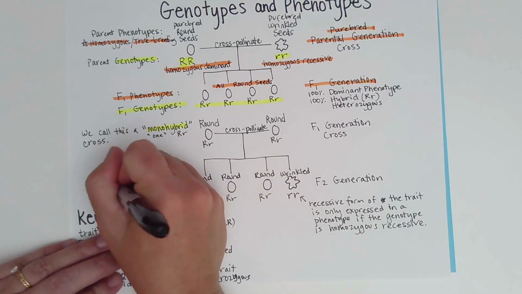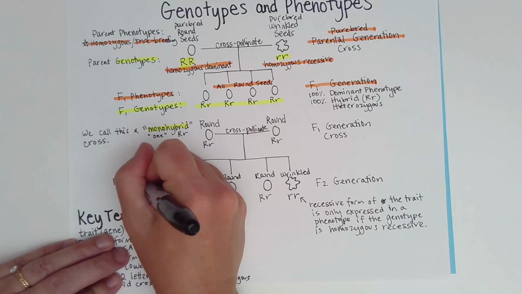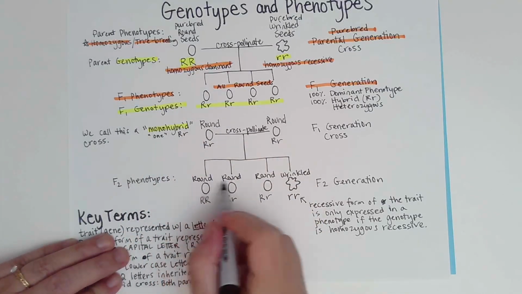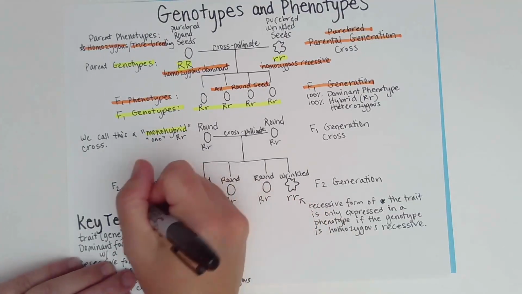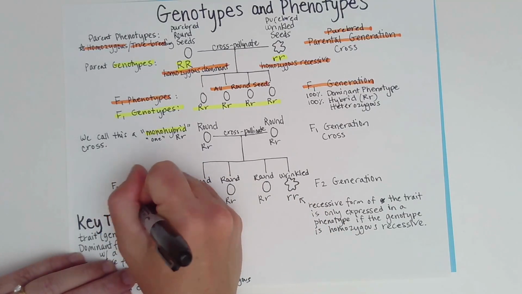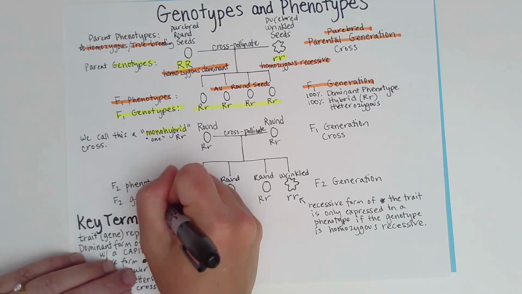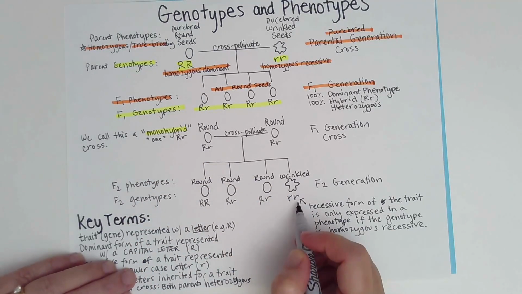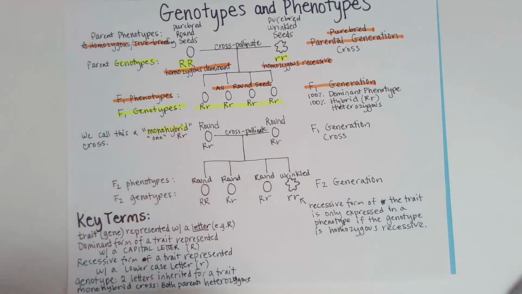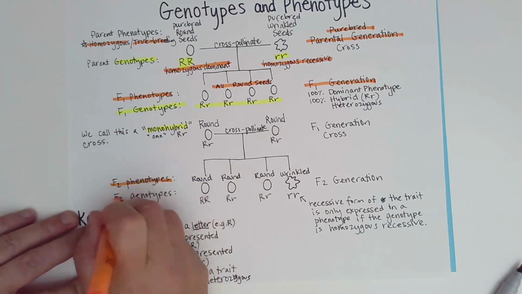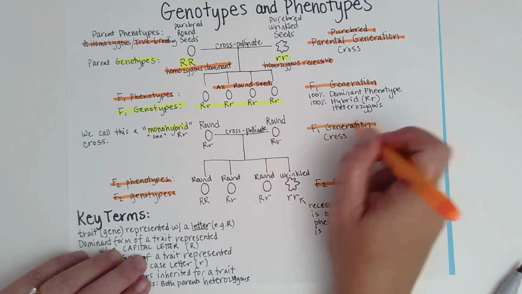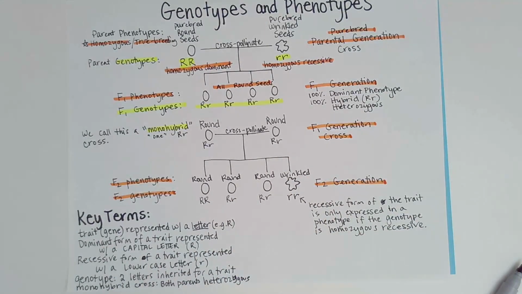So let's go ahead and write here F2 phenotypes. So we've got these round, and wrinkled, and then the F2 genotypes. We've got big R, big R, or big R, little r, or little r, little r. Those are the options on those. So we have used these terms before. This part should not be new, and the fact that we did this F1 generation cross.